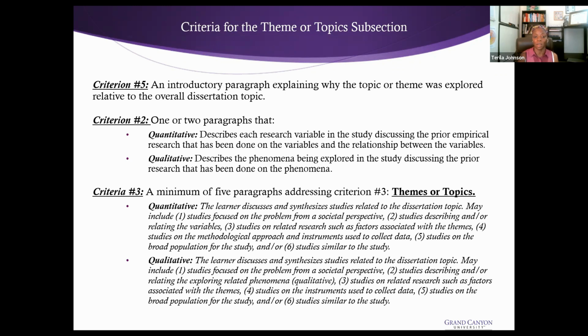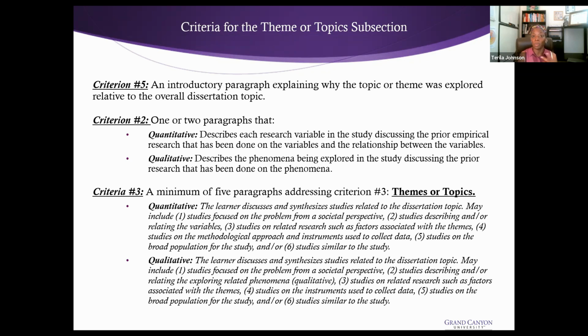If you're qualitative, you're going to describe the phenomena being explored in the study, discussing prior research that has been done on the phenomena. That means you need to have an actual understanding of your variable, and an understanding of what phenomena is and how to describe the nature of your phenomena. You need to know how to do that. If you don't, you just do some reading on it. So that's criterion number 2.